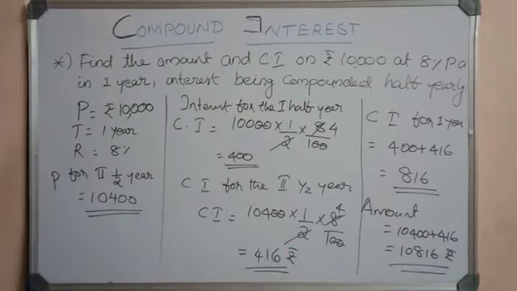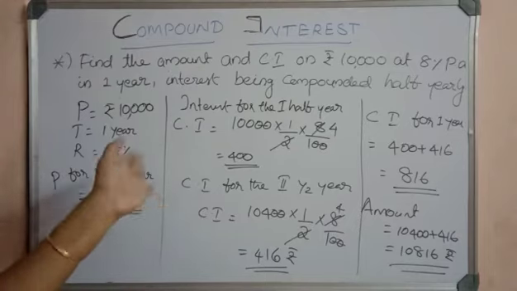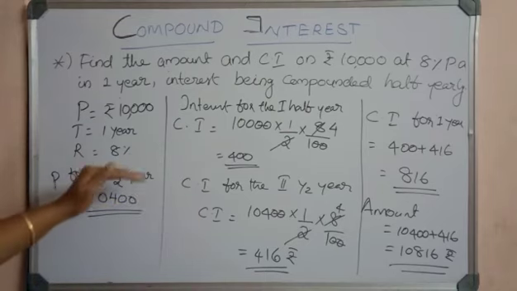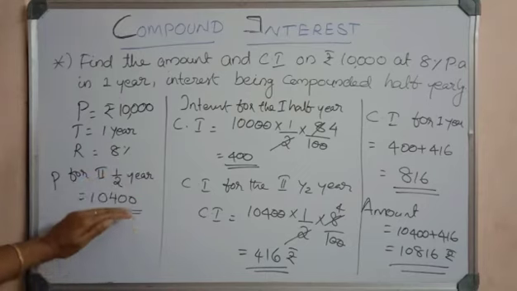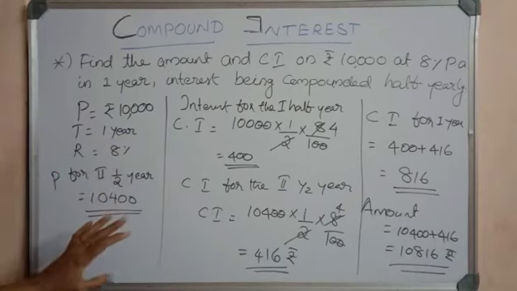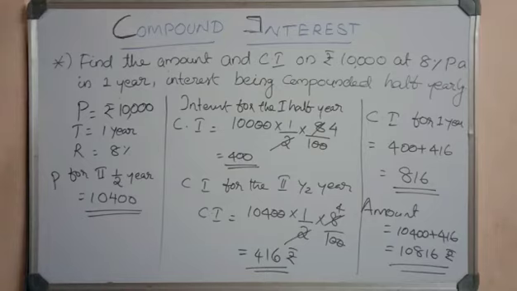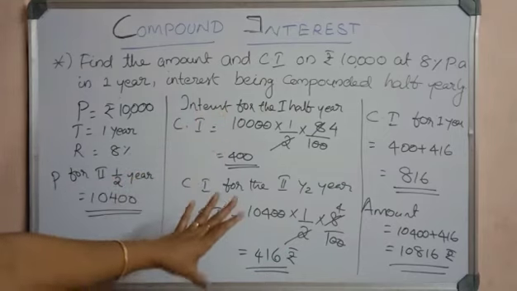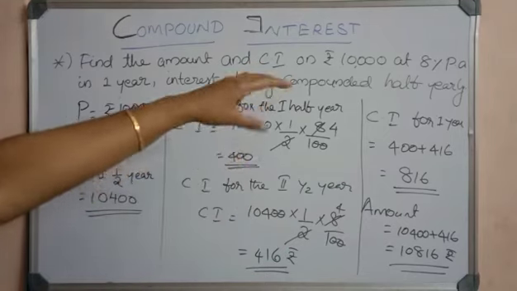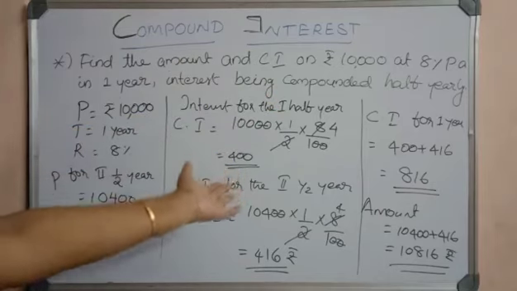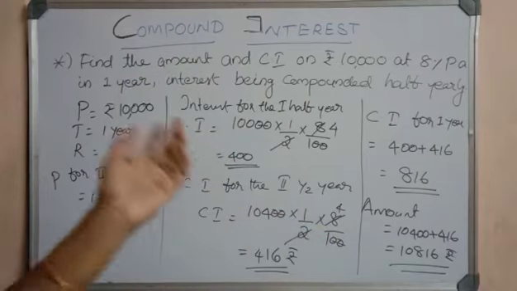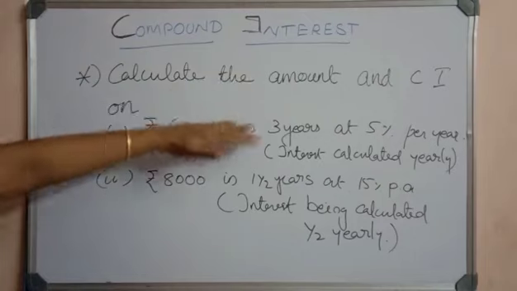From the above two sums, you would have already observed that when the interest is compounded yearly, the principal increases every year. And when the interest is compounded half yearly, the principal increases in every half year, that is in every 6 months. The period or the time after which the principal changes is called the conversion period. For this particular example, the conversion period was half year because the interest was calculated half yearly. And in the previous question, the conversion period was 1 year because there the interest was compounded yearly. Now these questions are for you.